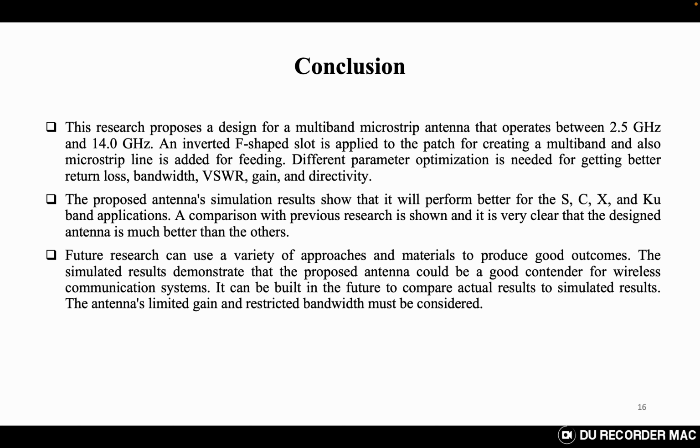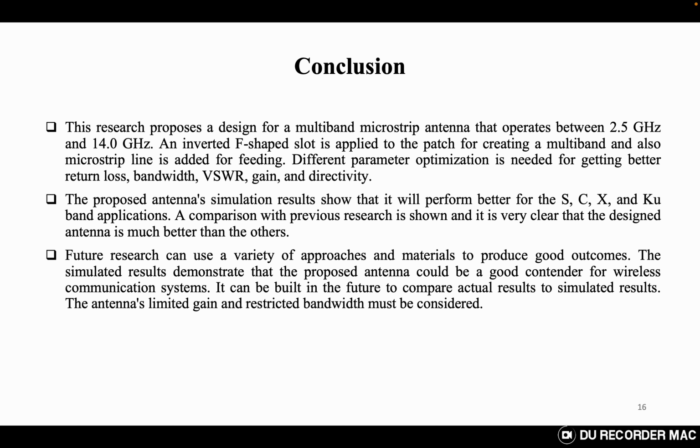This research proposes a design for a multi-band microstrip antenna that operates between 2.5 GHz and 14 GHz. An inverted F-shaped slot is applied to the patch for creating a multi-band, and a microstrip line is added for feeding. Different parameter optimization is needed for getting better return loss, bandwidth, VSWR, gain, and directivity. The proposed antenna simulation results show that it will perform better for the S, C, X and Ku band applications.